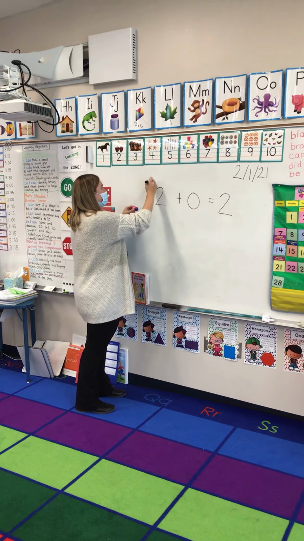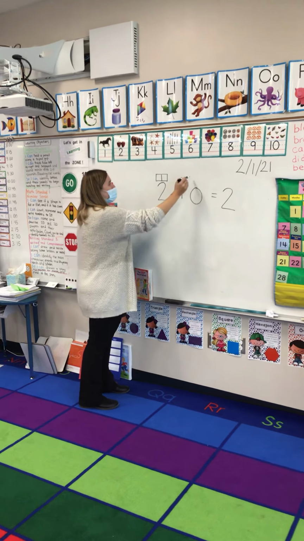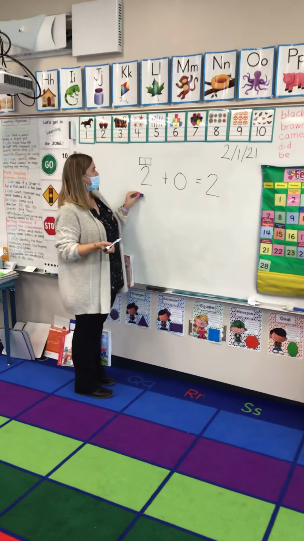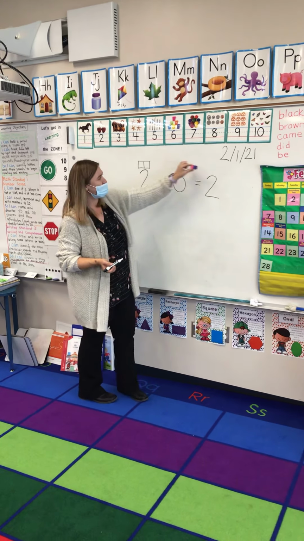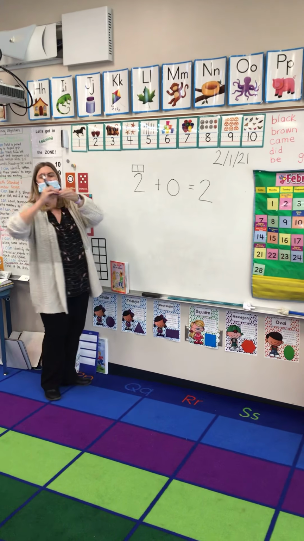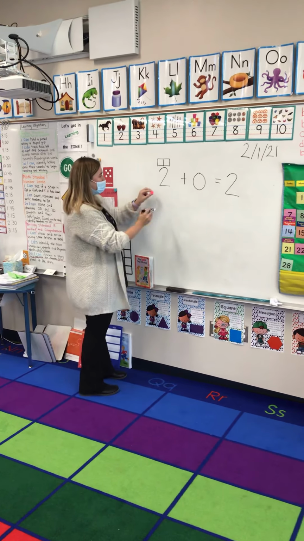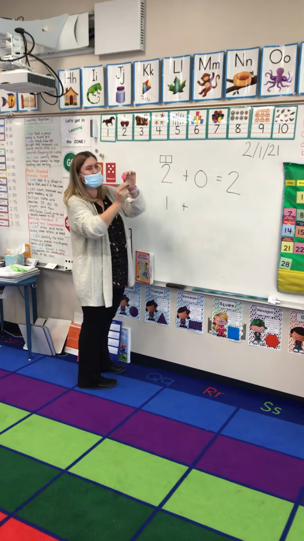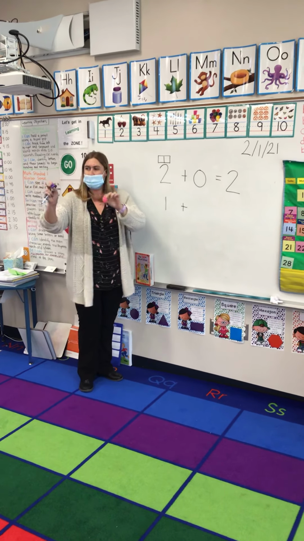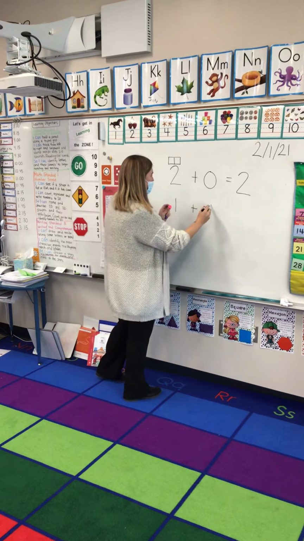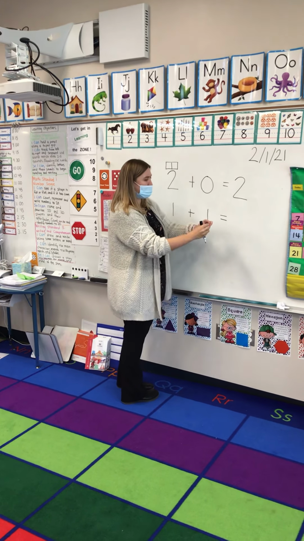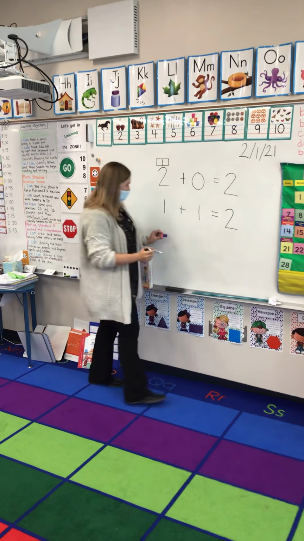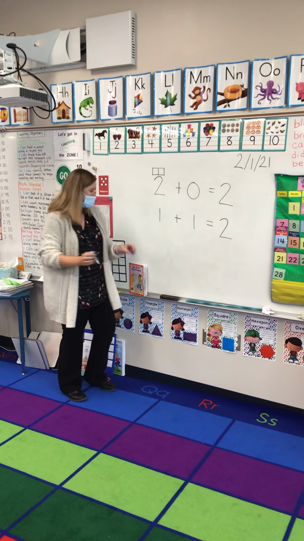So I had 2 blocks, right? And 0 blocks, there's none. And do I still have 2 blocks over here? Yes. I didn't add anything or take anything away. What if I split that number apart? How many blocks do I have in this hand? 1. I'm going to add the other block. How many is this? 1. How many blocks do I have all together? 2. So that is what I mean when we're splitting apart a number, my friends.